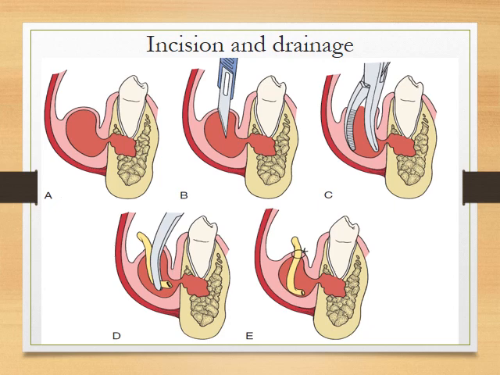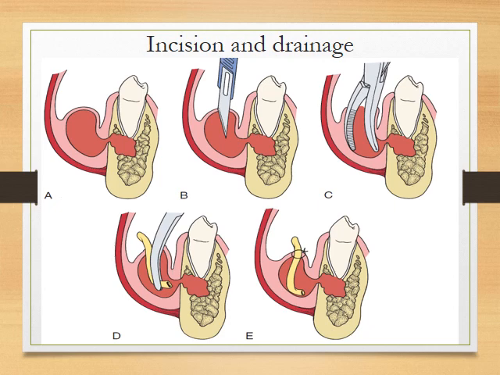Once the area of incision has been selected, I will give the patient a proper type of anesthesia, preferably a block anesthesia. Why? As we know, we have local infection in the area. If I use infiltration, it will not be sufficient. The patient will not take enough anesthesia so that I can perform the incision and drainage as painlessly as possible. So when applicable, I will do a block anesthesia, whether in the mandible or in the maxilla.